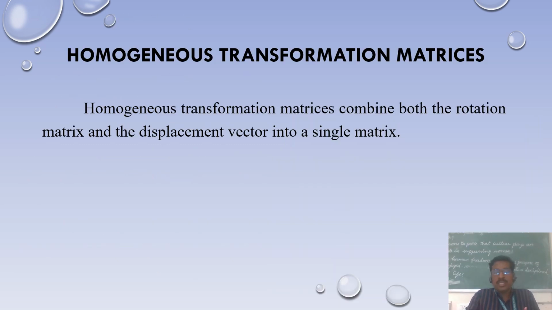So, homogeneous transformation matrices. Generally we know that it is related data, a related item that is transferred from one place to another place. So these transformation matrices combine both the rotation matrix and the displacement vector into a single matrix that calculates both to give such a result.